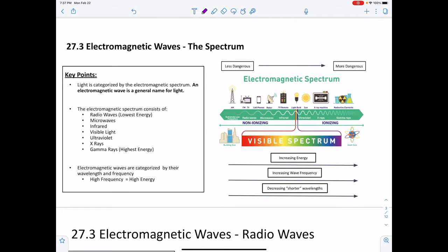All right, so the electromagnetic spectrum, this is just another way of saying the different types of light. We have radio waves, microwaves, infrared, visible light, ultraviolet light, X-rays, and then gamma rays, the scary ones that make the Incredible Hulk, allegedly. Looking at the spectrum, we have a number of trends: less dangerous to more dangerous, increasing energy from left to right, increasing wave frequency, and decreasing, shorter wavelengths.